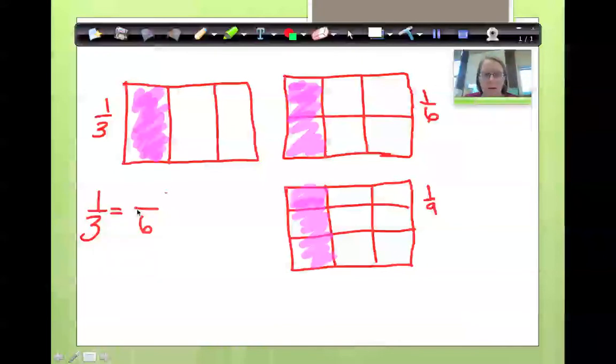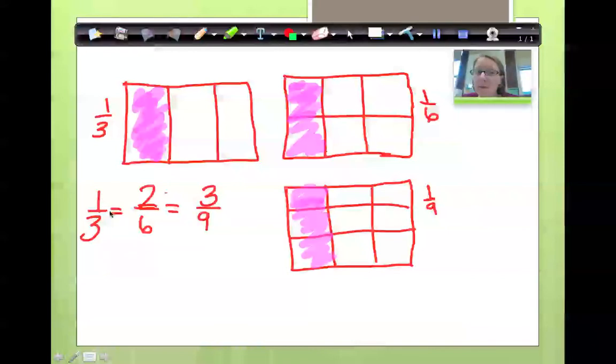It's going to catch up with me. How many 6ths does it take to make 1/3? It takes 2. What if I had 9ths? How many 9ths would I need to make 1/3? Well, I need 1, 2, 3.